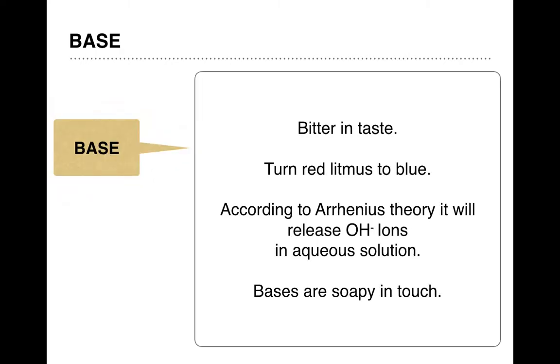Now we are coming to base. So what is base? Again we are trying to understand base through its properties. It is bitter in taste and turns red litmus to blue. Again, according to Arrhenius theory, it will release OH minus ions in aqueous solution. It is very important. For acid it was H plus ions, for base it is OH minus ions. Bases are soapy to touch, like soap itself is a base, right?